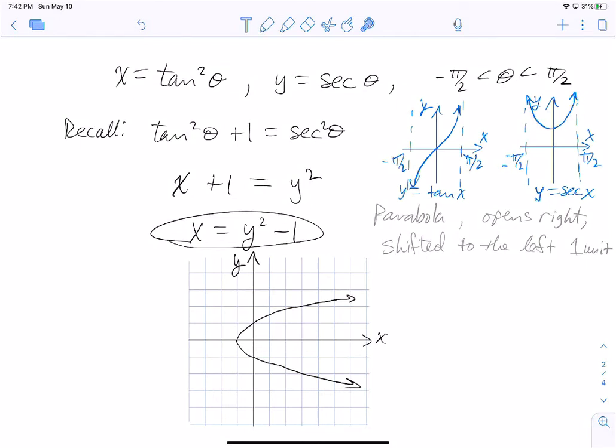And the point I want to make here is that y is the secant of theta. Y equals the secant of x between negative pi over 2 and pi over 2 is never negative. So we know that y will never be negative in our curve. Furthermore, we don't actually have y equals the tangent of x. We have y equals the tangent squared of x. And that's going to have the effect of making it so that x is also never negative.